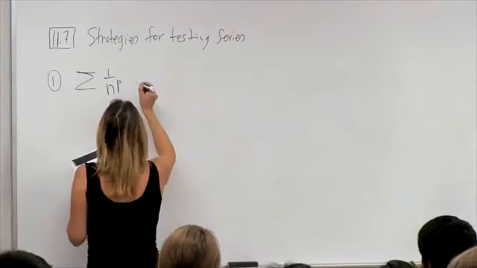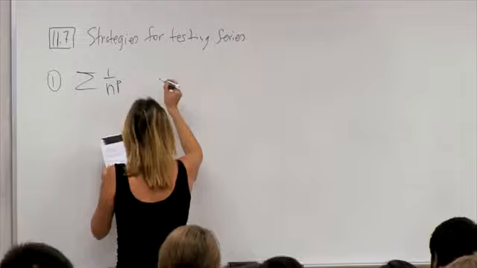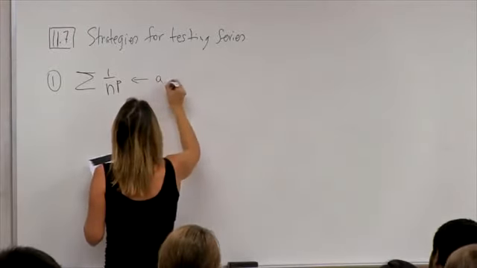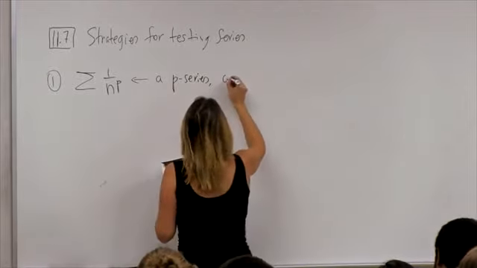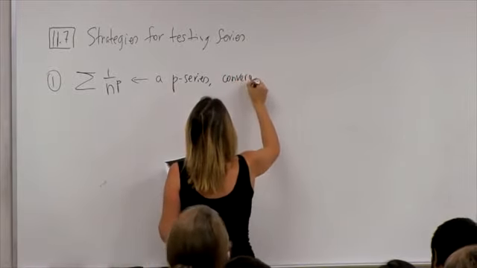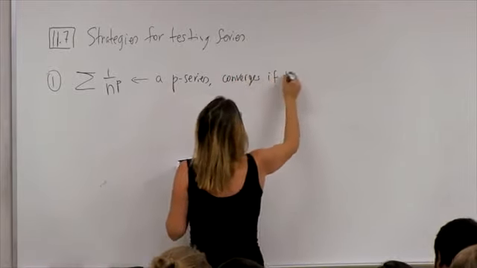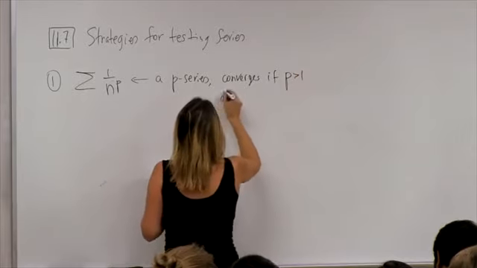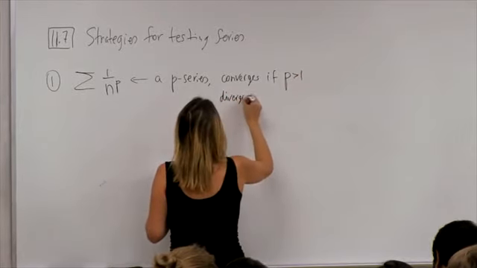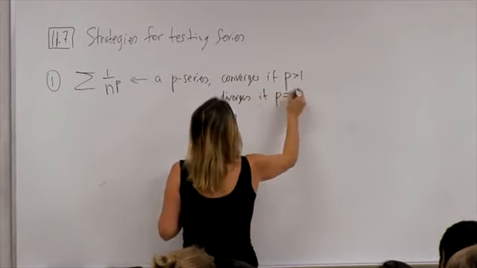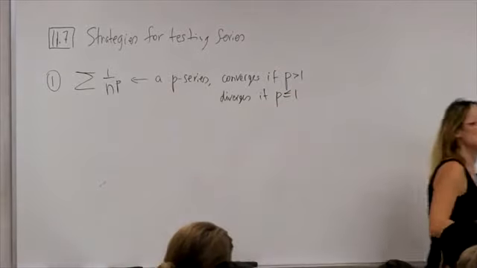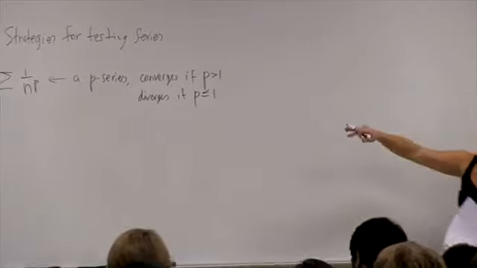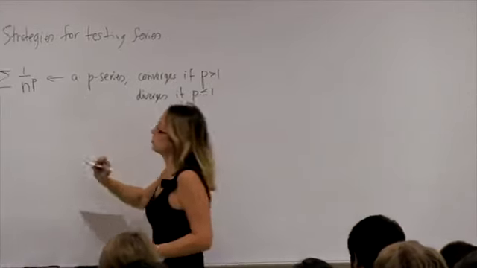So this is called the p-series. And it converges if p is greater than 1 and diverges if p is less than or equal to 1. Okay, so this is something that we have to remember. We're going to compare a bunch of other series to this one.